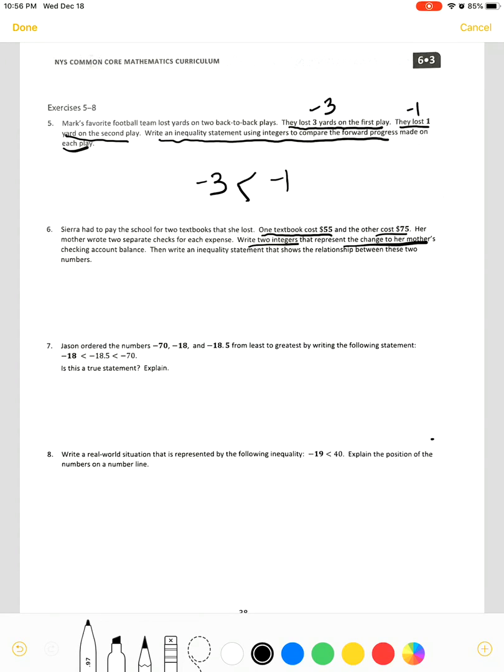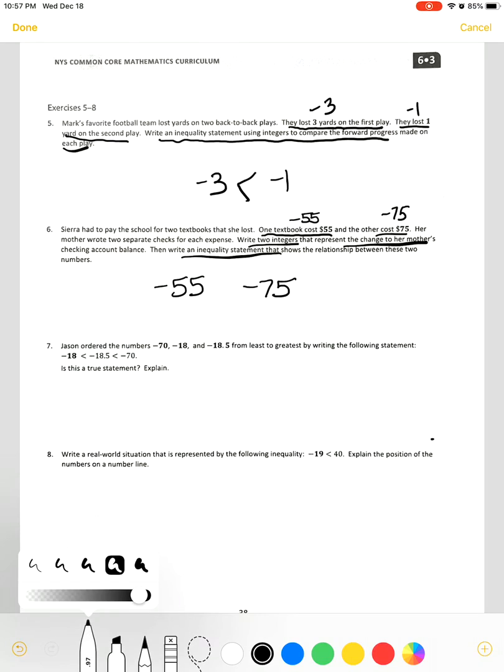All right, so if it's going to cost her mother $55, that's going to be $55 withdrawing from her account. So that's -55. And this next one, $75, so that's -75. The impact is -75 on her account. So write an inequality statement that shows the relationship between these two numbers. So let's compare -55 to -75.